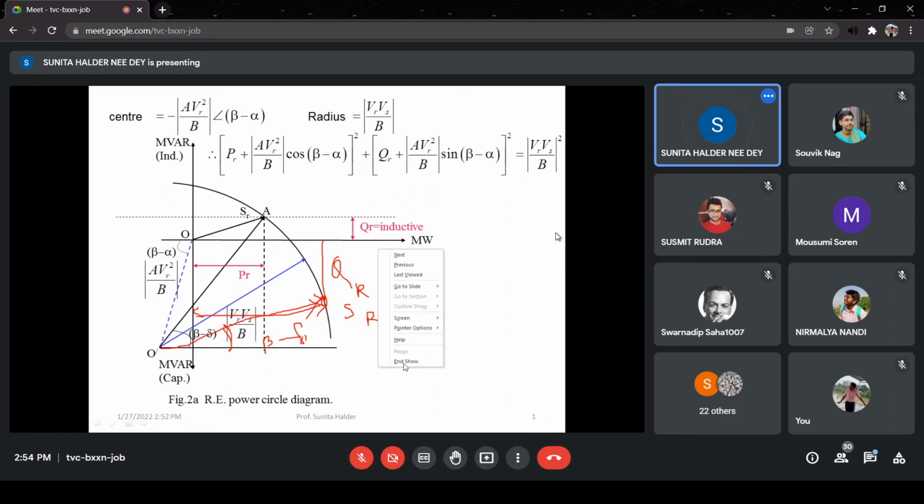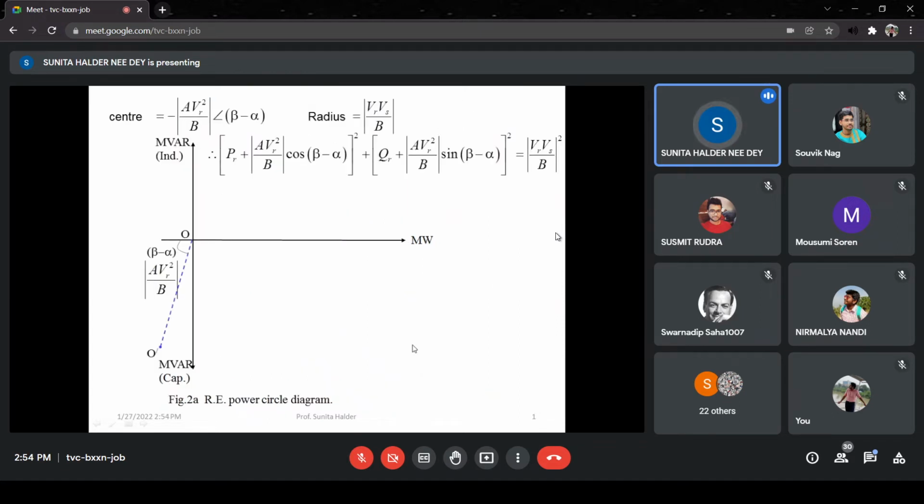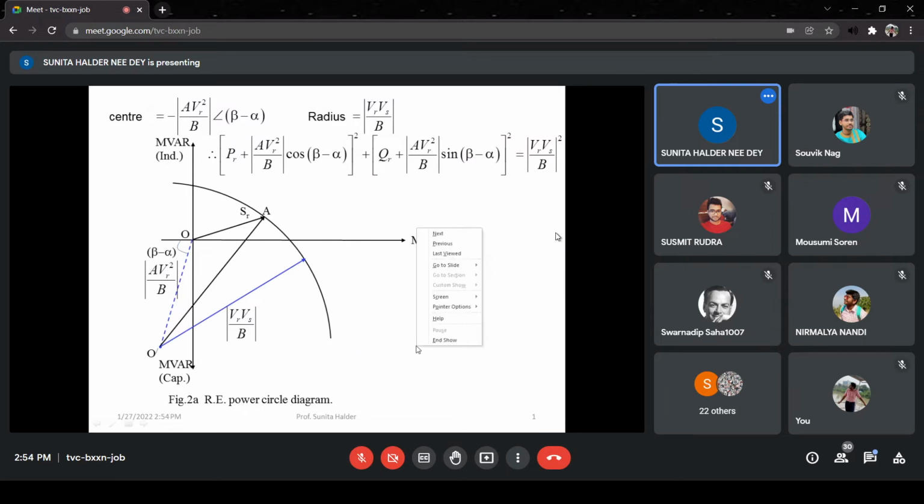This is one thing. Another is, in the diagram whatever I have drawn, say we have a power requirement of this much for the load. Then this is not in this power circle diagram. That means this power will not be feasible to supply by this transmission line until and unless the voltage is increased in such a way that there may be another power circle through it. So this is the application of the power circle diagram.